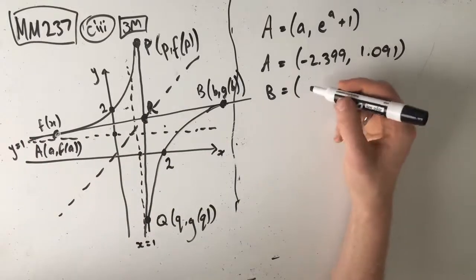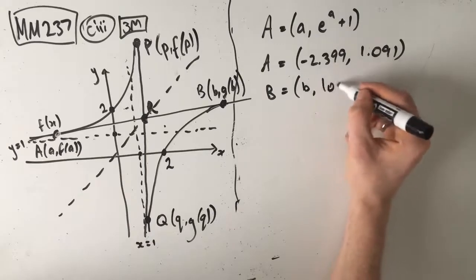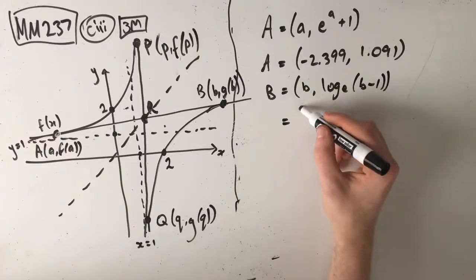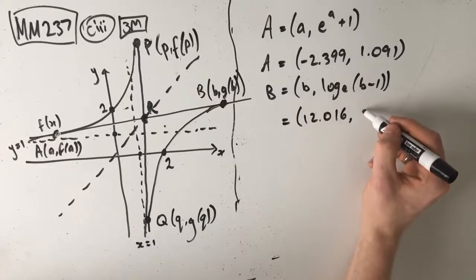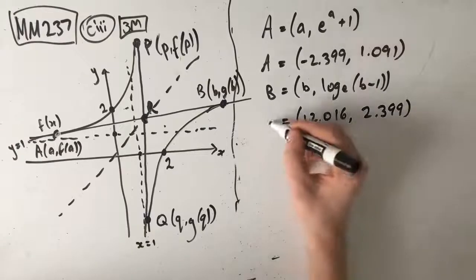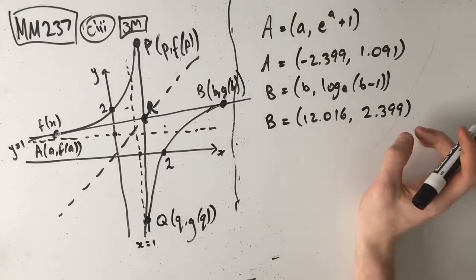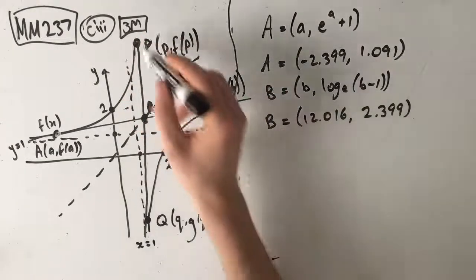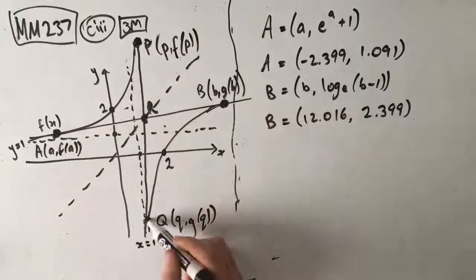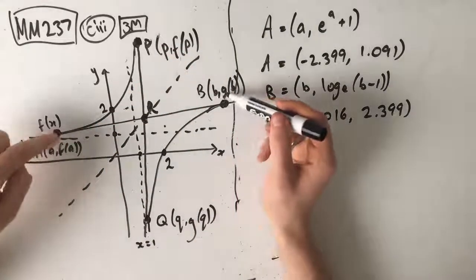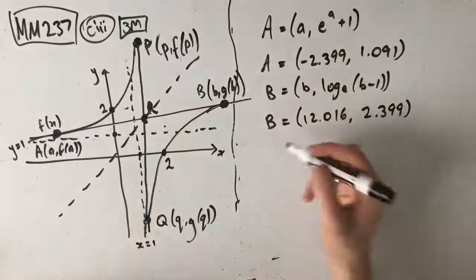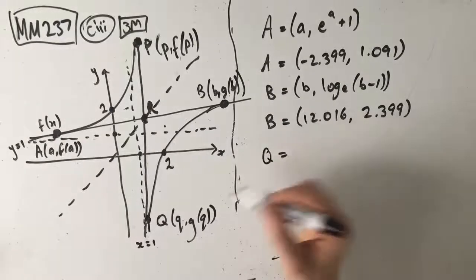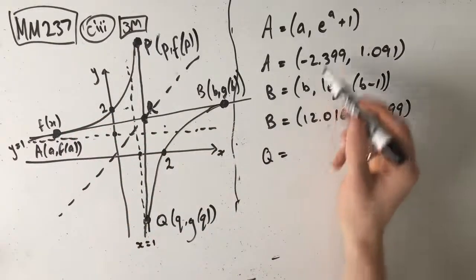So B is equal to B log e of B minus 1, and that's equal to 12.016, 2.399, okay? The purpose of doing this is that because these are inverses of each other, this point here is an inverse of this point, and this point here is an inverse of this point, which means that for this and this, we can swap our x and y values to get these two points, all right? Which means that Q, being our inverse of this point here, is the inverse of point A, okay?